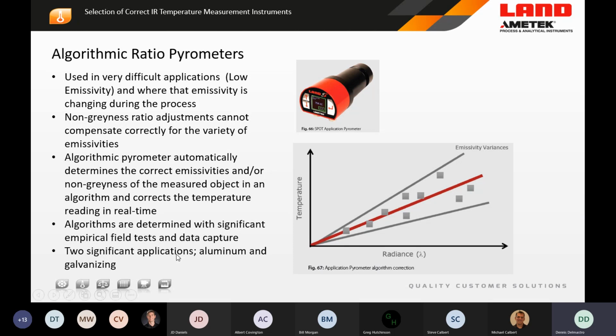So the two significant applications that we, as well as other competitors, are looking at are in the aluminum and galvanizing areas. Both those products are shiny. And as I mentioned in one of the slides, if they're shiny, then they have high reflectivity, low emissivity. If you have a low emissivity, it's more and more difficult to read the thermal radiation being given off.